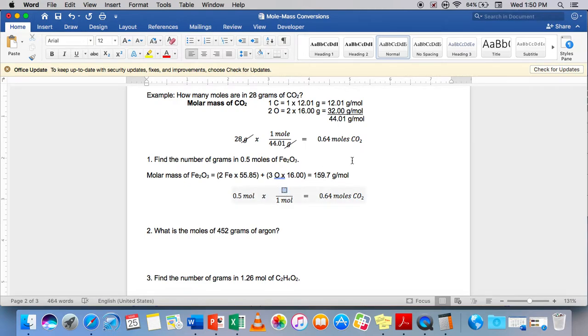So this number, the 159.7, is grams. Here's the 1 mole. Grams divided by mole. Okay, so I'm going to erase the previous answer. And now I can see I have moles on the top, moles on the bottom. Those will divide, those will cancel out. So the math that I want to do is 0.5 times 159.7.